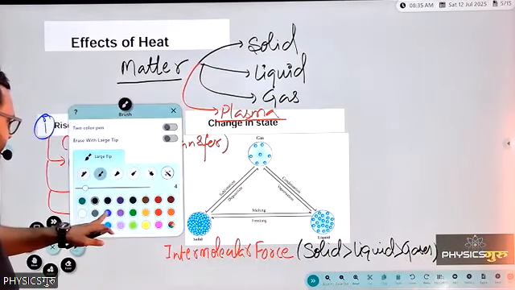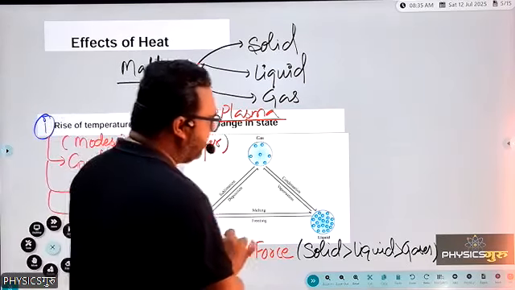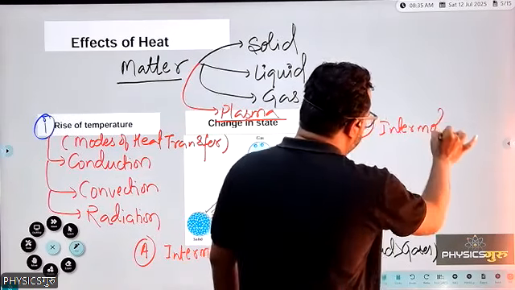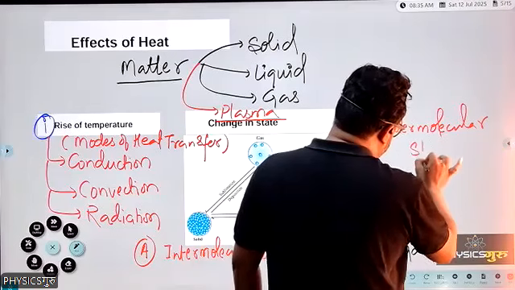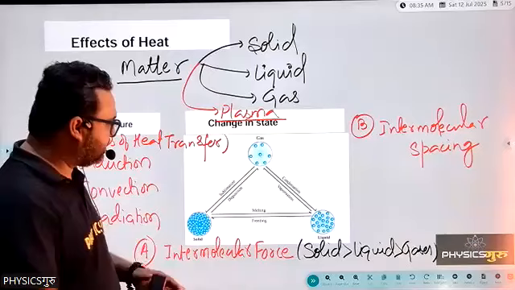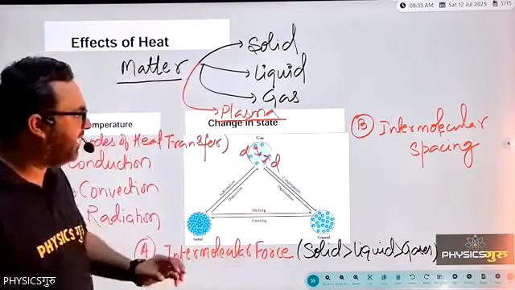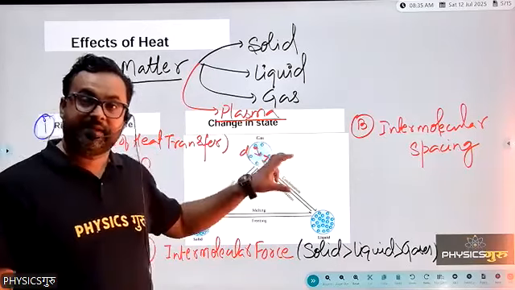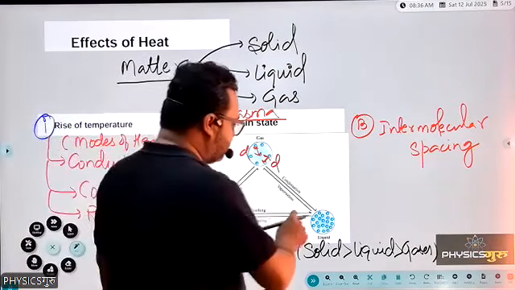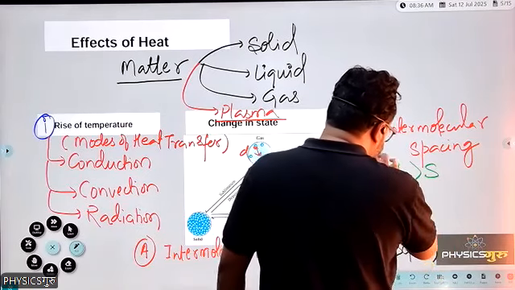The second important feature is called intermolecular spacing. Intermolecular spacing means the distance between the molecules. This distance is called intermolecular spacing. As far as intermolecular spacing is concerned, it is very high in gases as compared to liquid and solid.